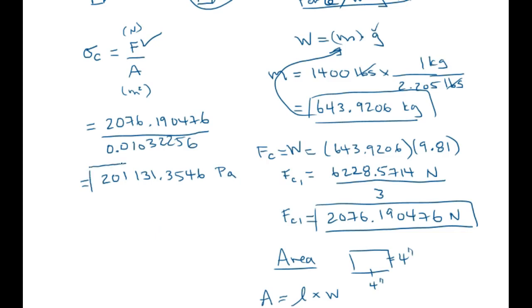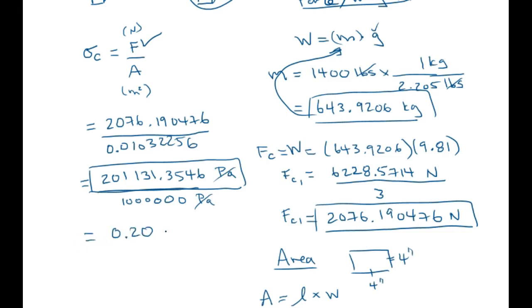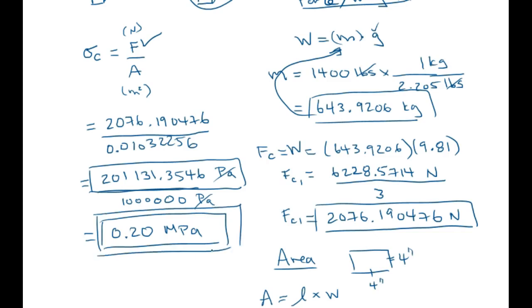It doesn't specifically say in the question, but you usually want to take that to megapascals, so I'm going to divide that by 1,000,000, knowing that we have 1,000,000 pascals in every megapascal. So we end up getting approximately 0.20 to 2 decimal places megapascals is our stress in each of our columns.